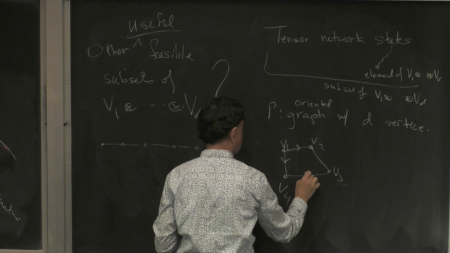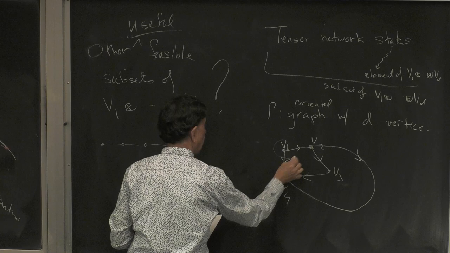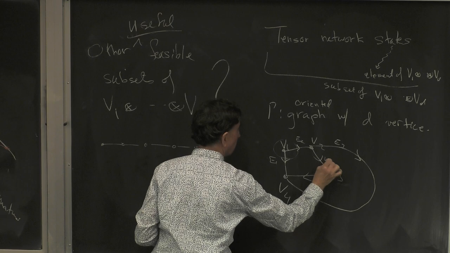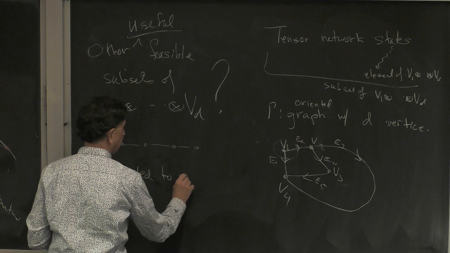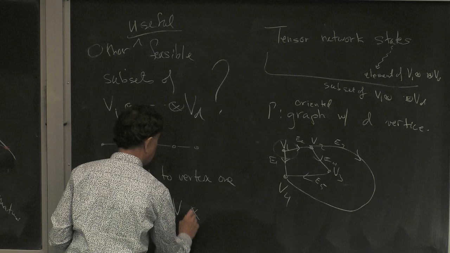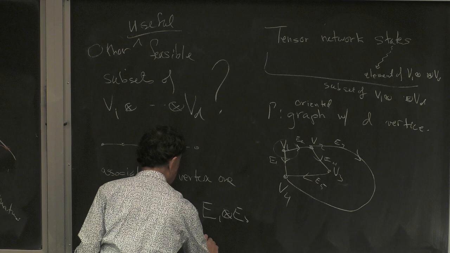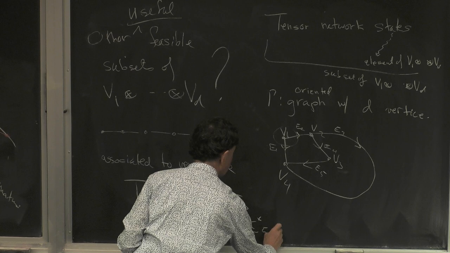And maybe there's another one here. Then to each vertex, I'm going to associate, if it's pointed out, so let's call this E1, E2. The names of this don't really matter. And so attached to vertex 1, I'll get some T1 sitting inside V1 tensor E1 tensor E2 going out. And then, say, T4 will be V4 tensor, and now I'm not going to do E1 because it's going towards it, so I'll do E1 dual tensor E5 dual tensor E3 dual.